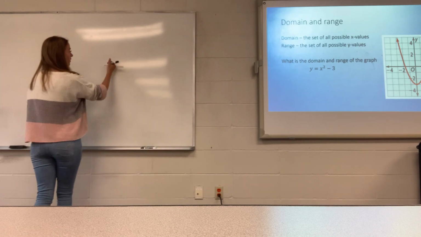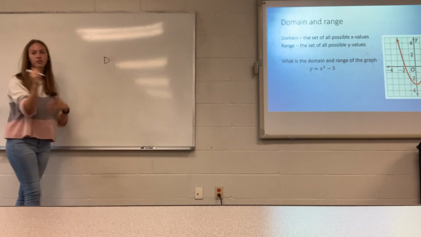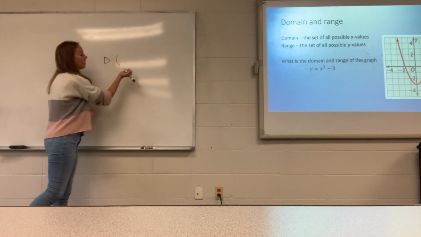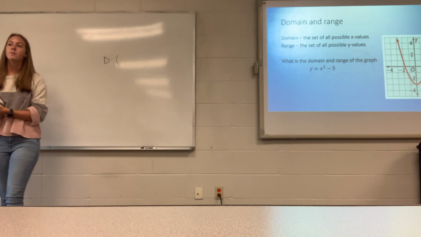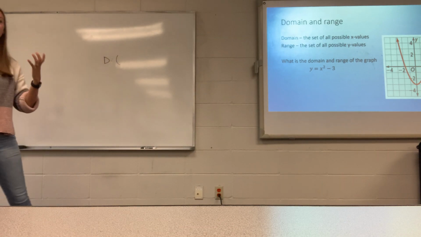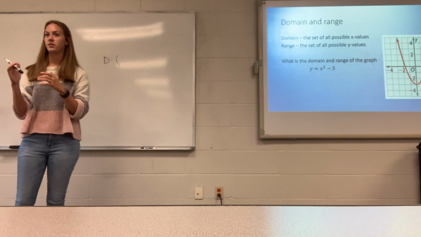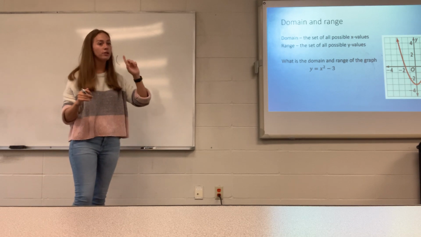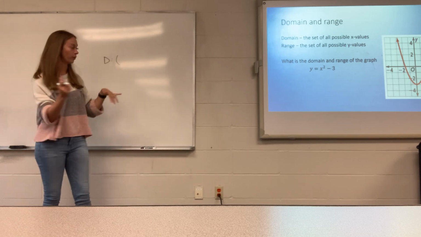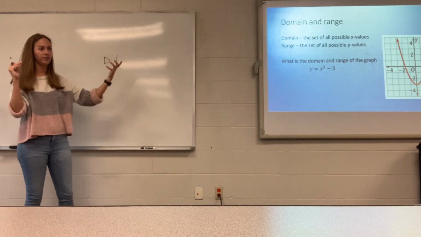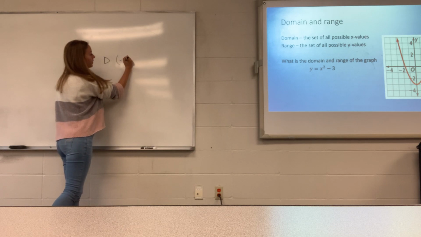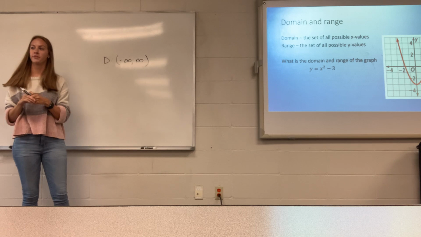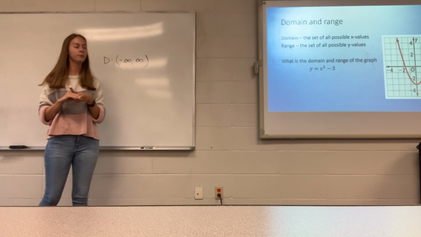So the way I would write that is, I just write a D for domain. And then I'm going to use a parenthesis, because a parenthesis is going to be when you don't include a value. So infinity, you can't ever actually touch infinity, so we use a parenthesis. We're going to use a square bracket if we include the value. But because you can't actually touch infinity or negative infinity, I would just write a parenthesis, negative infinity to positive infinity, and another parenthesis. Okay?